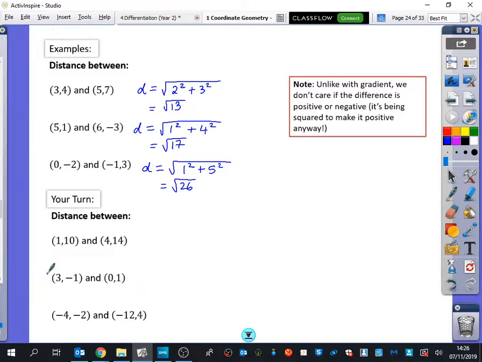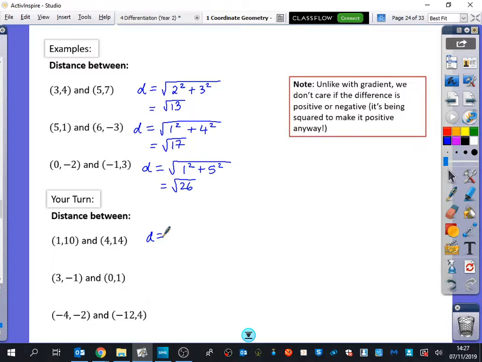About 30 seconds left. Okay, that's been about a minute, so I'll give you just a little bit of time to finish off that last bit. Okay, these are obviously all integers. If they had fractional terms, you would still subtract them and square them. It's just because they're all integers.